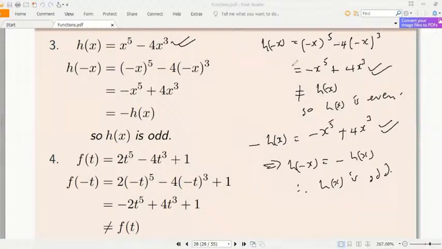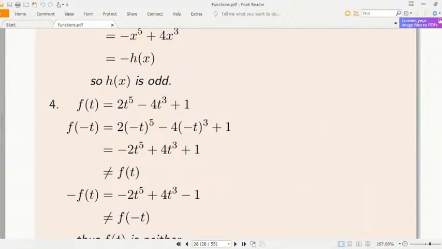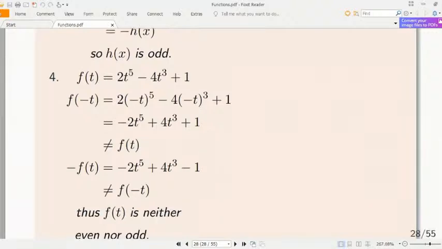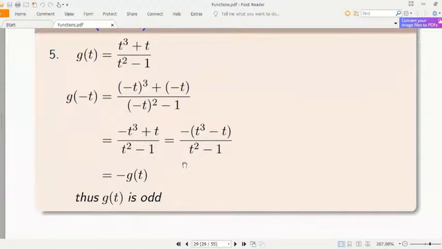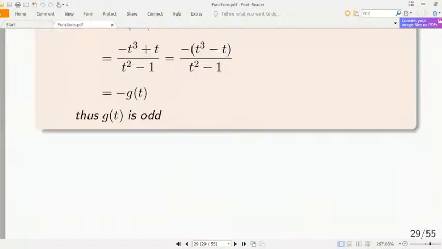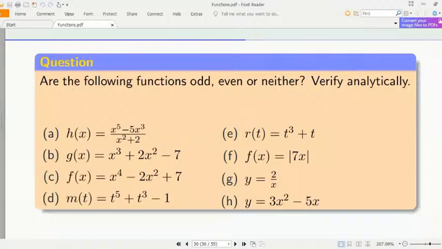Now, using this example, you can do the rest and just compare your result with the one I have. This is my working for number 4, and this is my working for number 5. So you do yours and compare with mine. Then after that, you have this exercise to do. Are the following functions odd, even, or neither? Verify analytically. So you try this one.